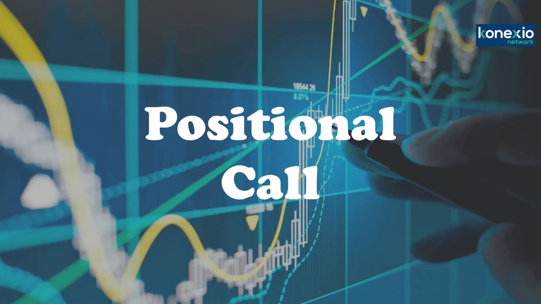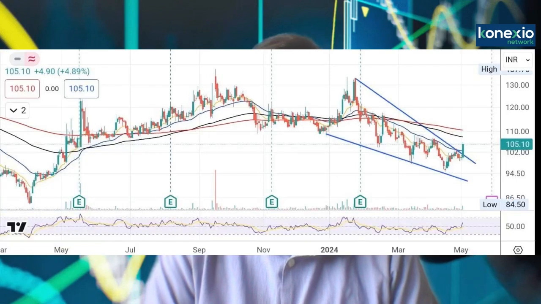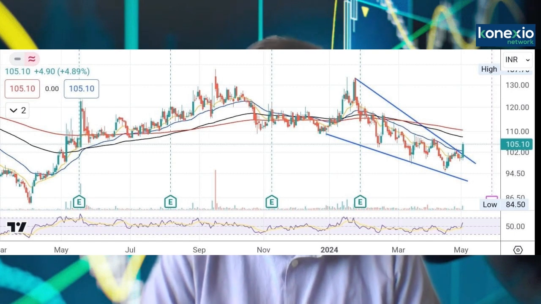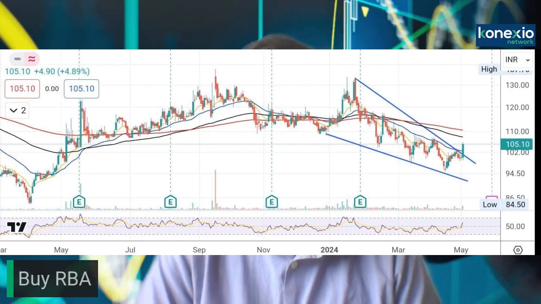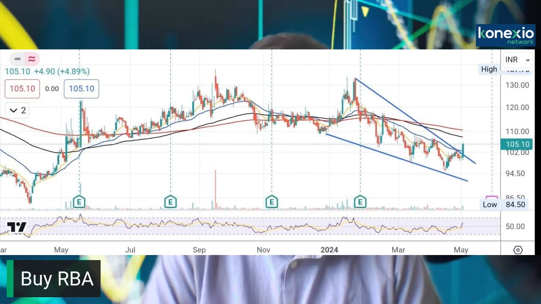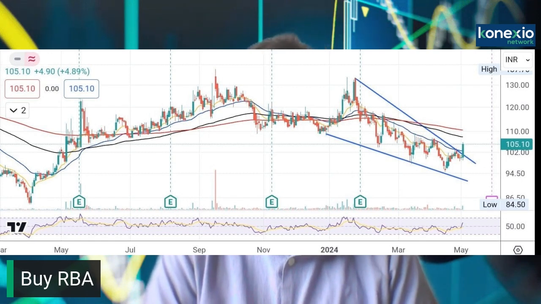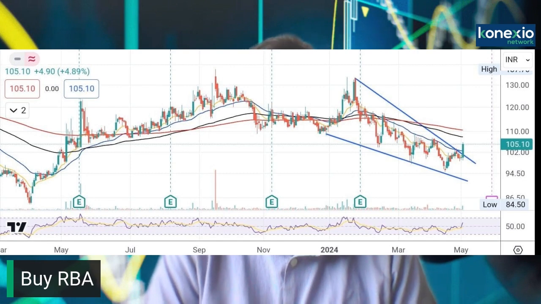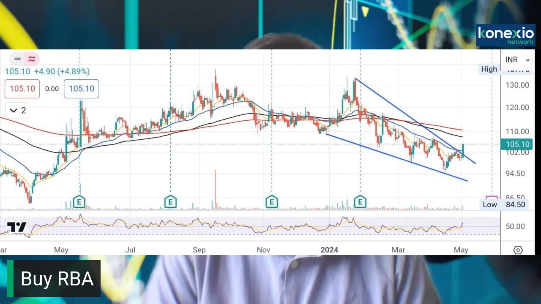Now, friends, let us come to the final segment of our show, which is the positional call. I've identified one stock. The name of the stock is Restaurant Brands, which is RBA. Definitely, the stock has given a breakout from the falling channel, or we can call it a falling wedge. The stock has formed a bullish engulfing pattern at this juncture. It has closed around 105. RSI is also positive. The volumes also spiked up on Friday.